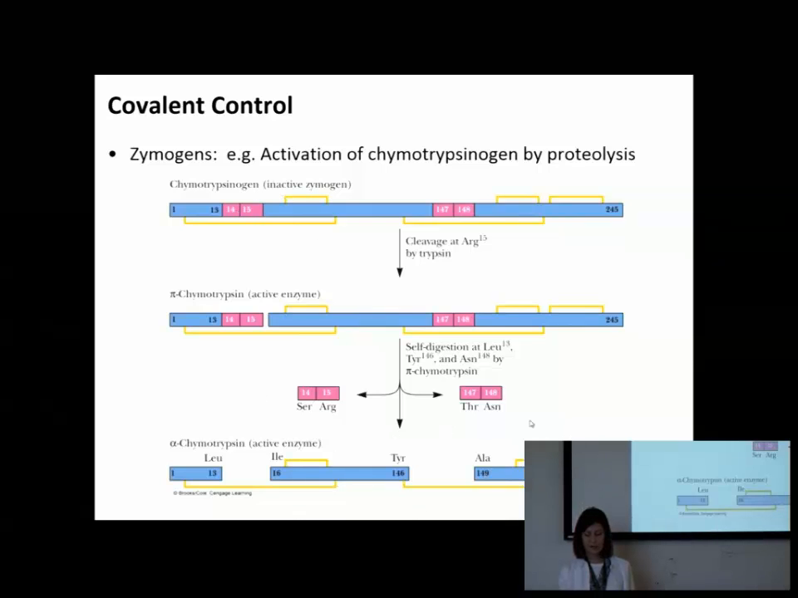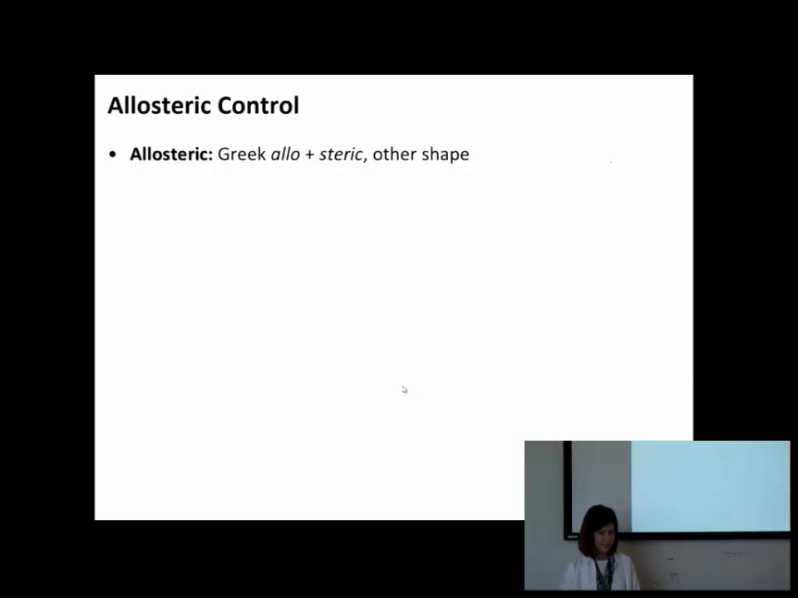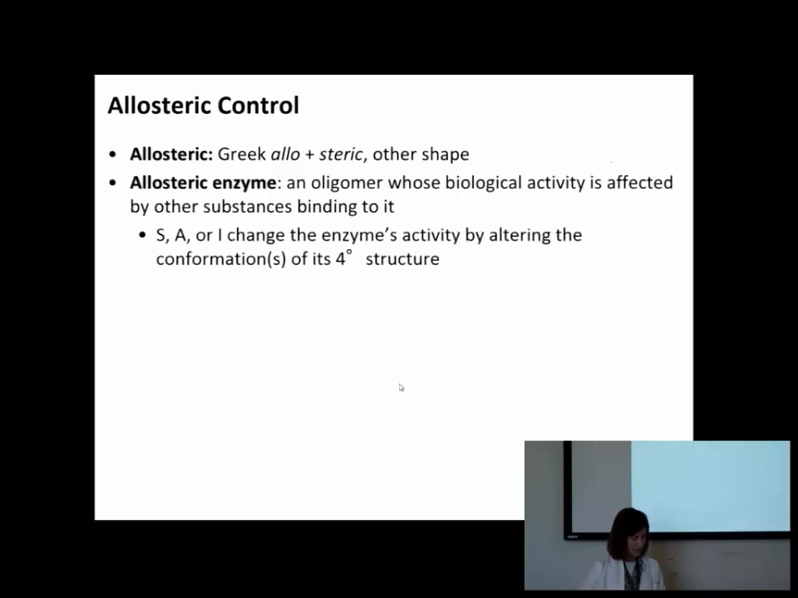All right, let's talk about allosteric control, which we're basically going to spend the rest of this semester on. Allosteric control of an enzyme results from the binding of a substrate. Allosteric enzymes are enzymes that are composed of more than one subunit. So in order to be an allosteric enzyme, you have to have more than one subunit. It has to have a quaternary structure.